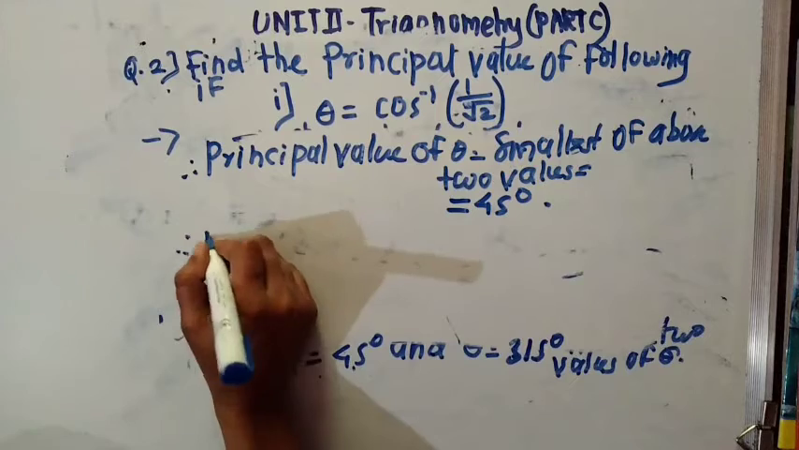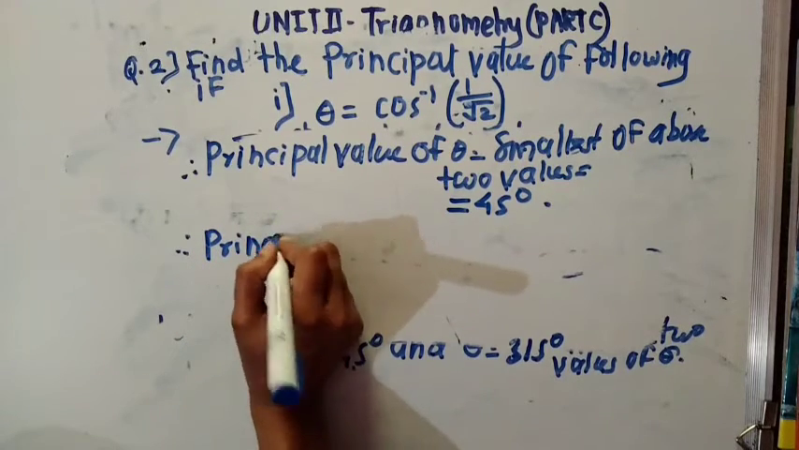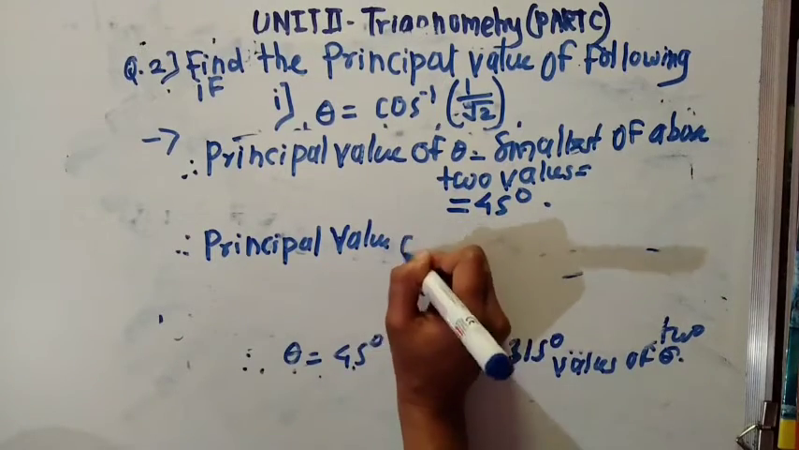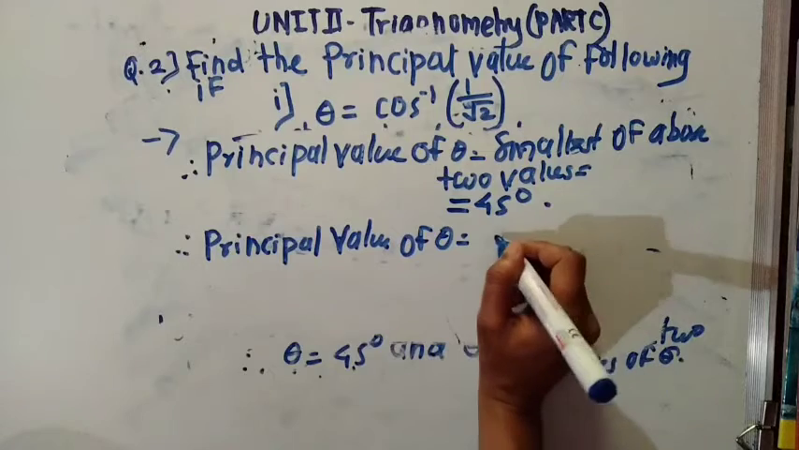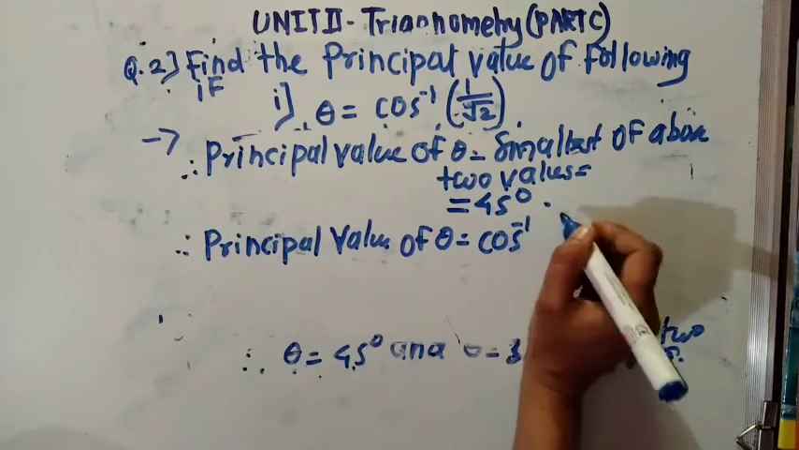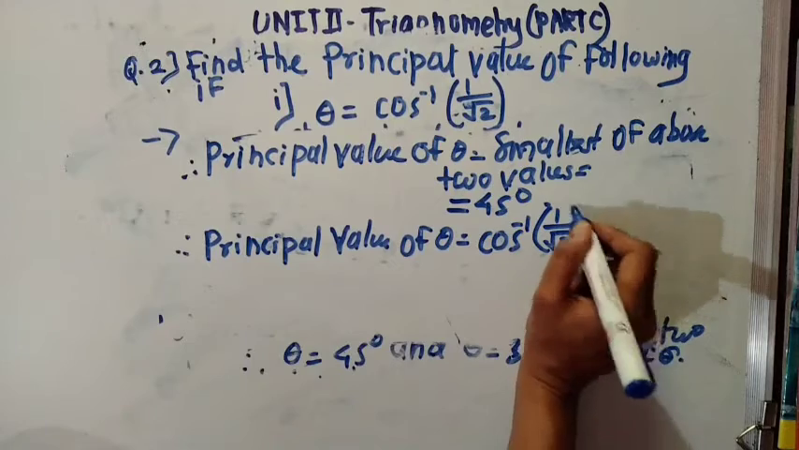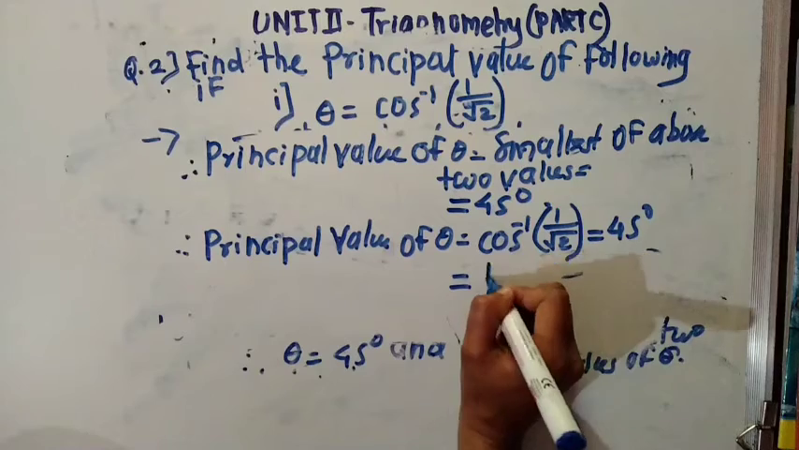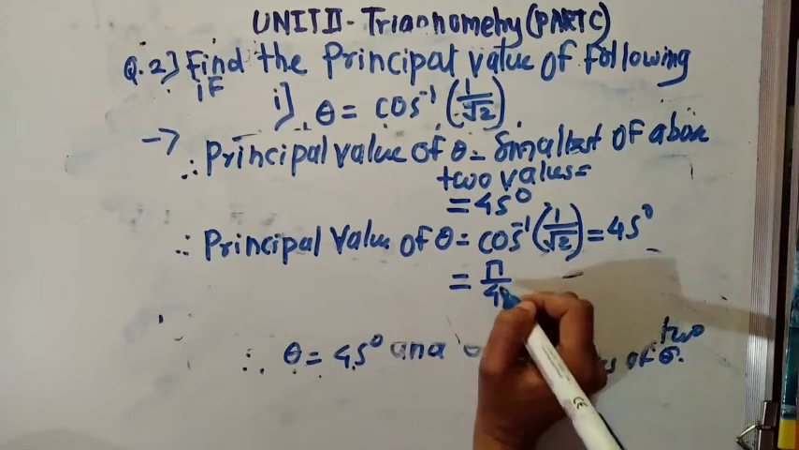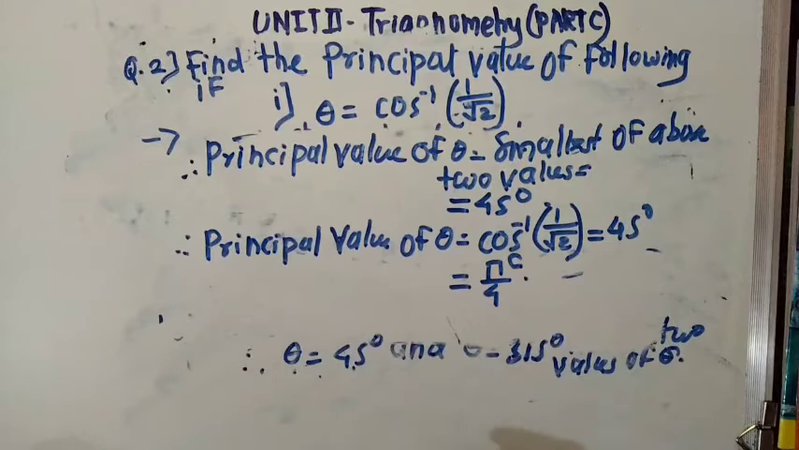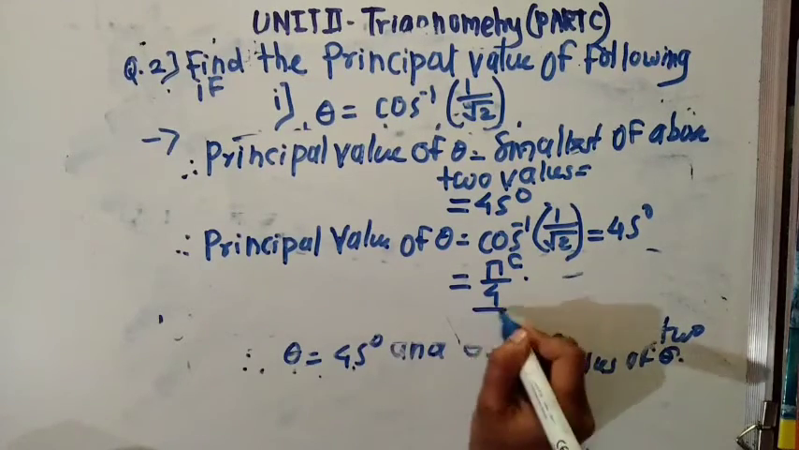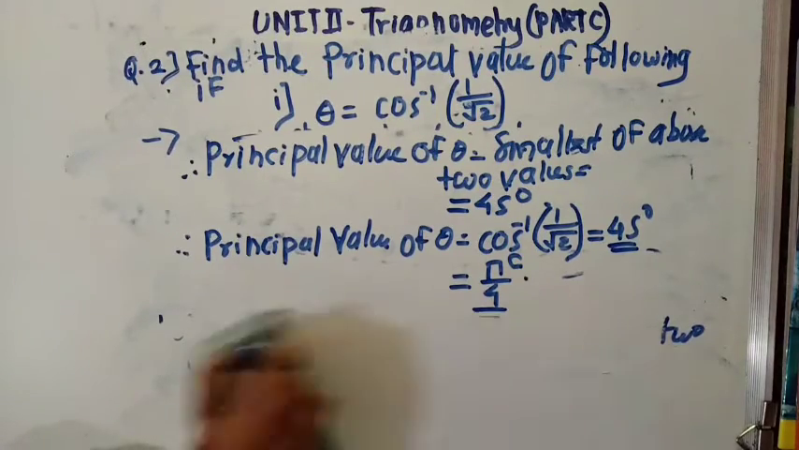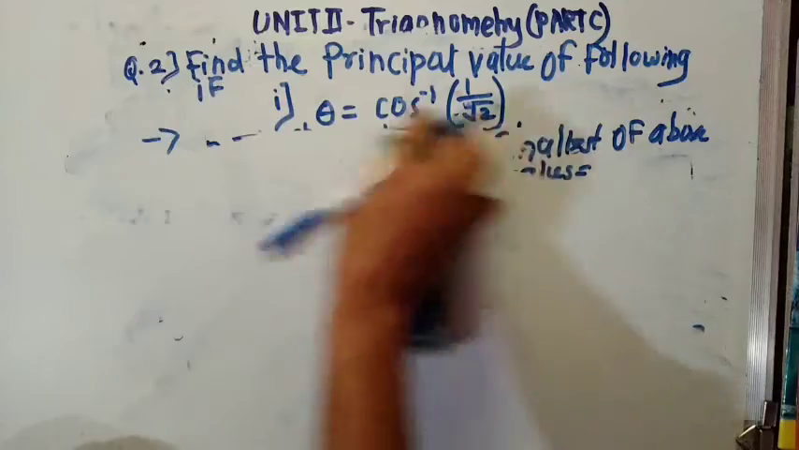Hence principal value of theta is equal to cos inverse of 1 upon root 2 is equal to 45 degree, or is equal to pi by 4 radian, which is equal to 45 degree. Then we give the second example.